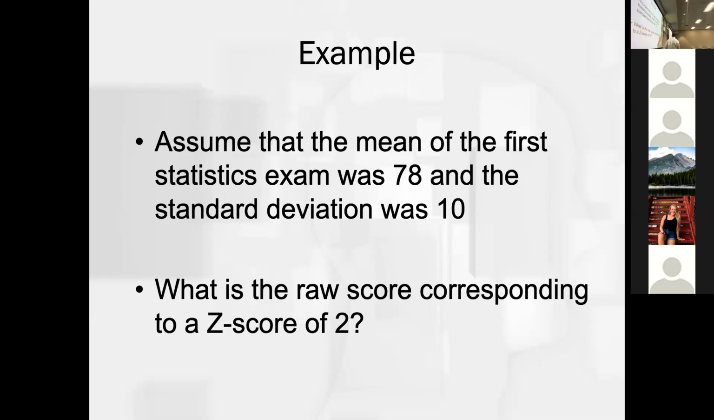So again, let's assume that the mean for the first statistics exam was 78, and the standard deviation was 10. What would be the raw score corresponding to a z-score of 2? So again, let's go ahead and work this out. Your mu is 78, your standard deviation is 10, and your z-score is 2.